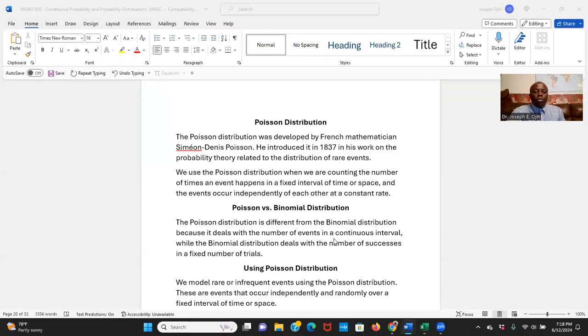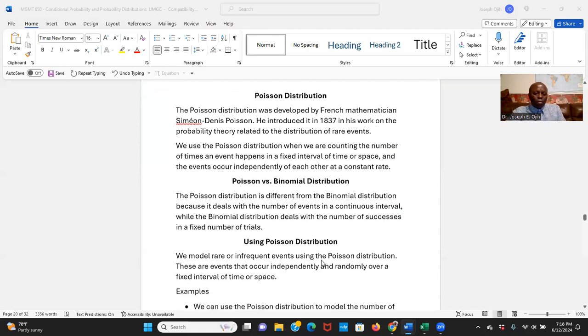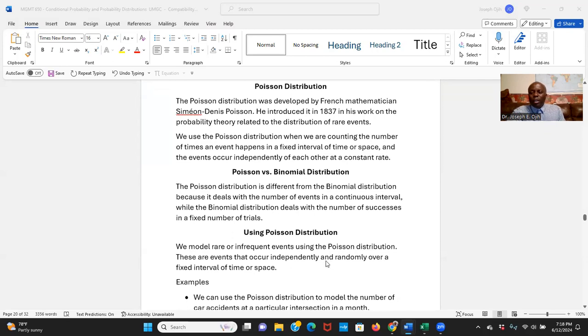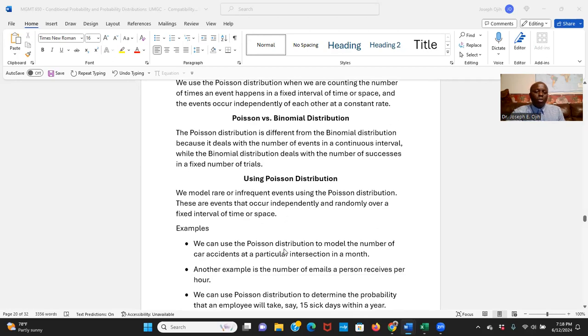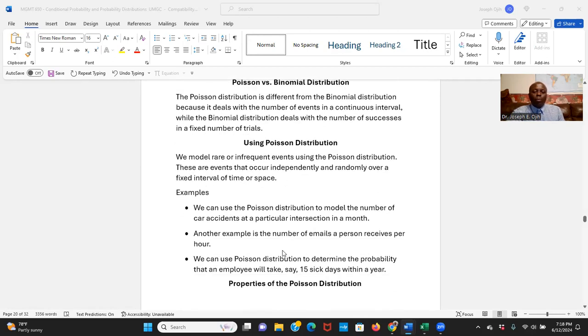Now, we use the Poisson distribution when we are counting the number of times an event happens in a fixed interval. And we normally use it for rare events. Like the COVID-19 occurred, and then it was a big deal. Then nobody hears of it anymore. This kind of thing might occur 1 in 10 years, 1 in 20. So for those kinds of rare events, we use it. For example, we can use Poisson distribution to model the number of car accidents at a particular intersection in a month. Number of emails a person receives per hour. Well, that one may not be a rare event. Okay, and so on and so forth.